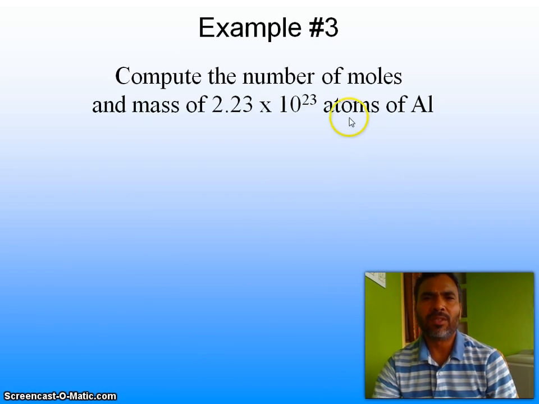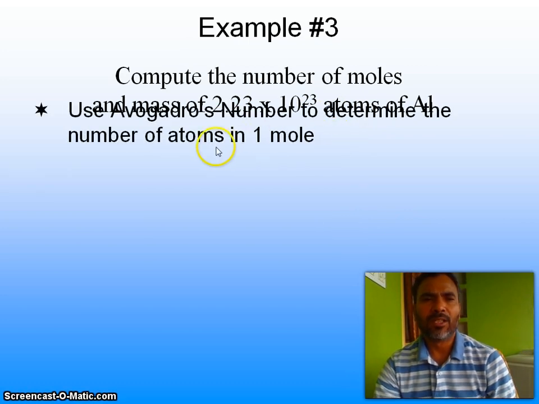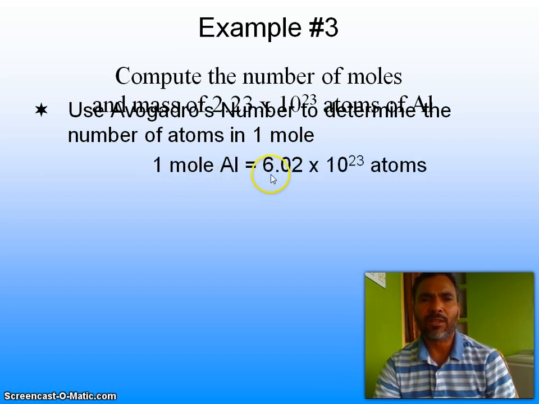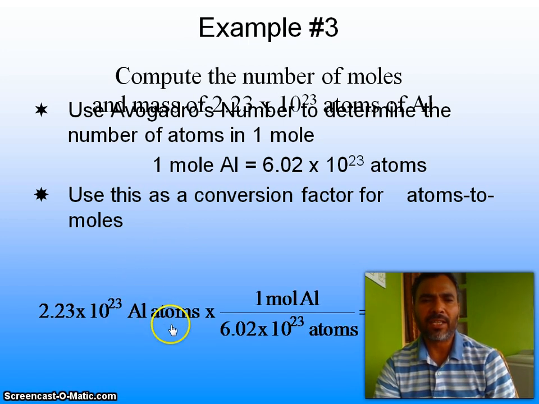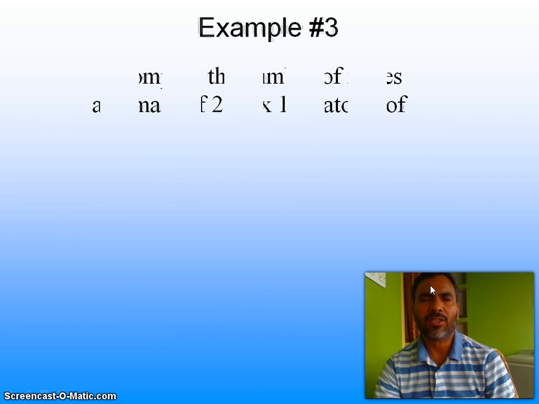Now example 3: compute the number of moles and mass of 2.23 times 10 to the power 23 atoms of aluminum. Use Avogadro's number to determine the number of atoms in 1 mole. So 1 mole of aluminum is equal to 6.02 times 10 to the power 23 atoms. Use this as a conversion factor for atoms to moles. The atoms will cancel out, and you will get the answer in moles.